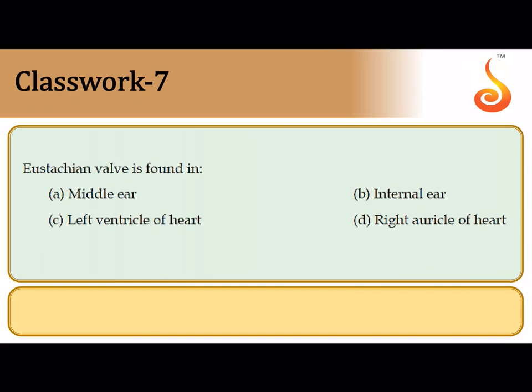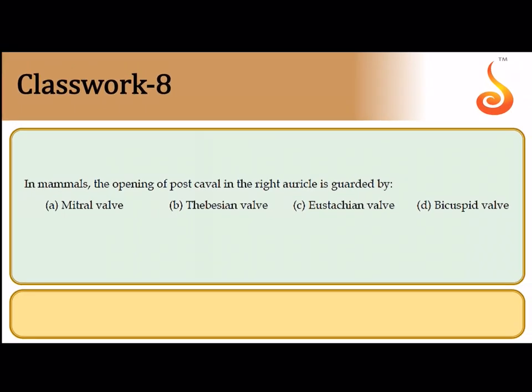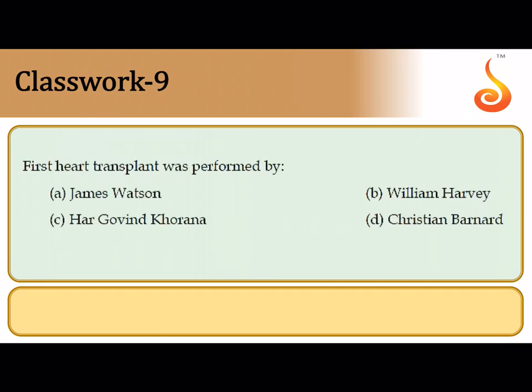The Eustachian valve is a valve that is found in the right auricle of your heart. It is actually the valve of the opening of the inferior vena cava. And where do you find the inferior vena cava? You find it in the right auricle of the heart. In mammals, the opening of the post cava is nothing but the inferior vena cava. Just now we discussed that the opening of the inferior vena cava in the right auricle is guarded by the Eustachian valve. The first heart transplant was performed by Christian Barnard.